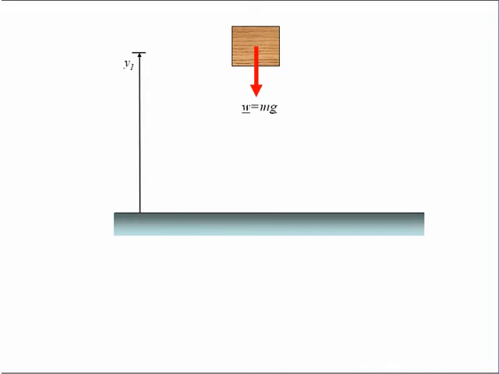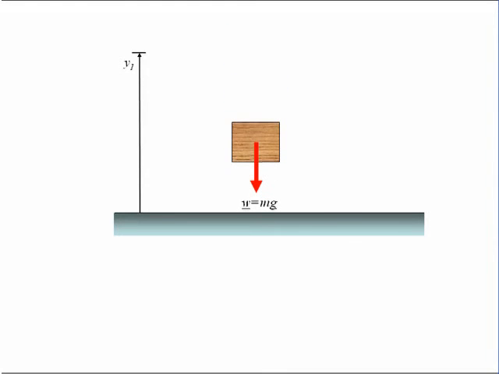Consider a body of mass m that falls freely from a height y1 above some arbitrary reference level to a height y2. The force of gravity, W, equal to mg, is the only force acting on that body. So we're neglecting air resistance.